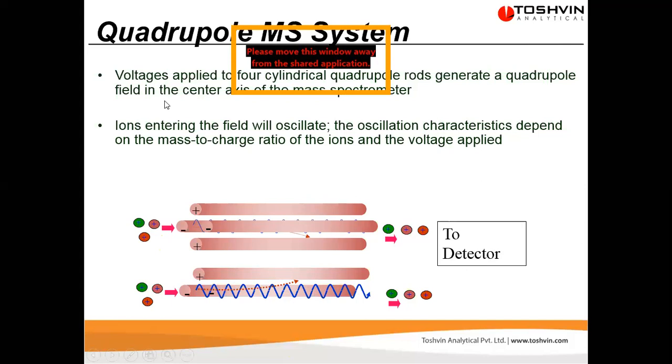Voltage is applied to 4 cylindrical quadrupole rods and generates a quadrupole field in the center of the axis. Ions entering the field will oscillate. The oscillation characteristic depends upon the mass to charge ratio of the ions and the voltage applied. So that is the quadrupole MS system.